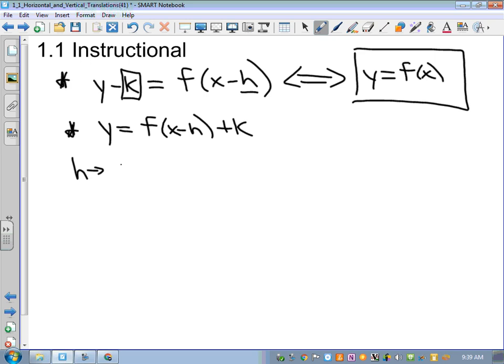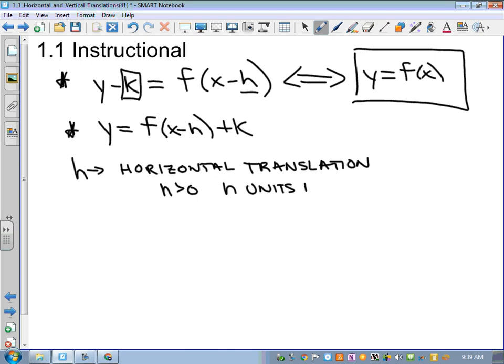H is what we call a horizontal translation. Horizontal translation, and that moves the graph right or left. When h is greater than 0, we go h units to the right. And when h is less than 0, we go h units to the left. All right, and maybe I should put absolute values here because we're identifying the direction from the sign.